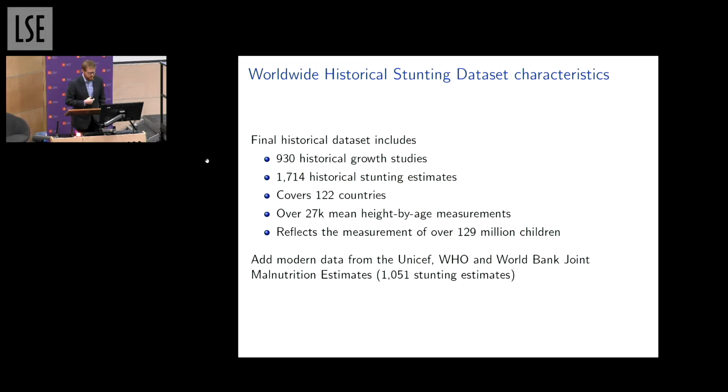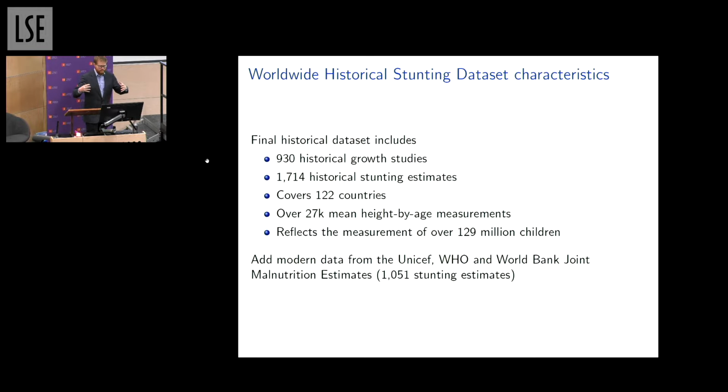And so this final historical data set includes 930 historical growth studies, 1,700 historical stunting estimates, because sometimes you would have two years reported in the same studies, or two countries, or two geographic regions. It covers 122 countries. That's over 27,000 mean height by age measurements, i.e. the height of 7-year-old girls. And it reflects measurements for 129 million children.